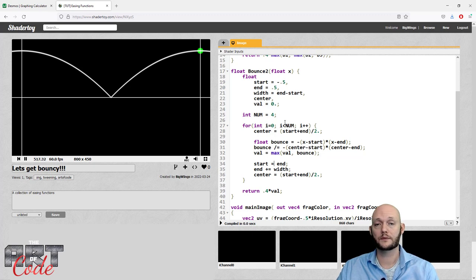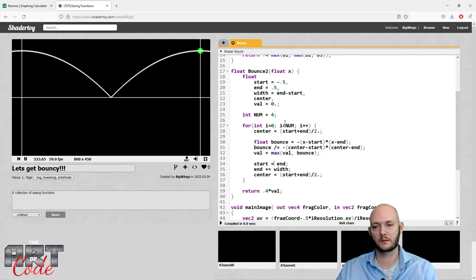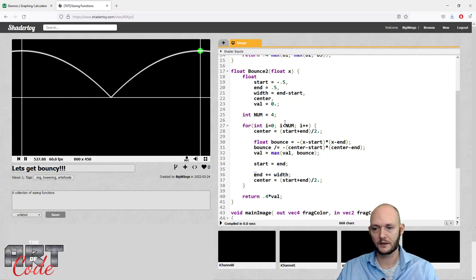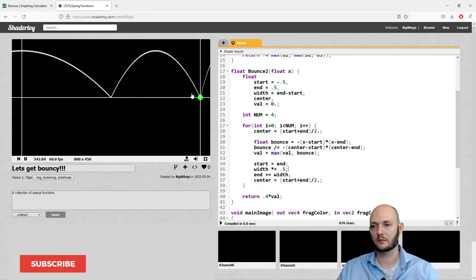Because one thing we have to do is make the width, how long the bounce is, so that every new bounce is shorter than the previous one, right? So before I'm adding this here to the end, let me go over here and say make every successive bounce half the size of the previous bounce, right? So by multiplying it by 1/2. And so now you see this is the first bounce and then the second bounce.